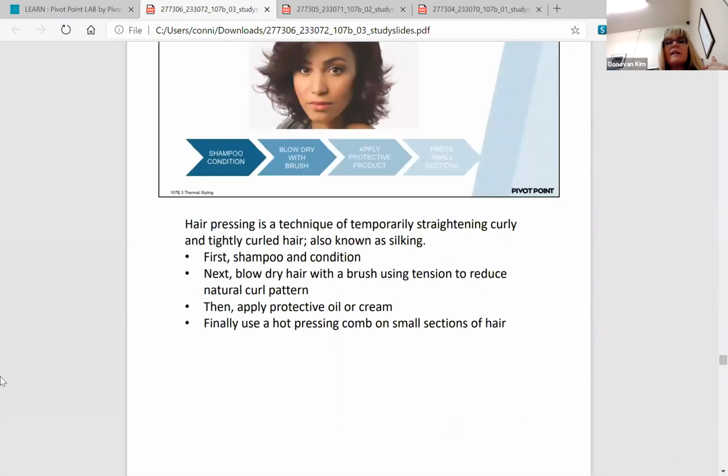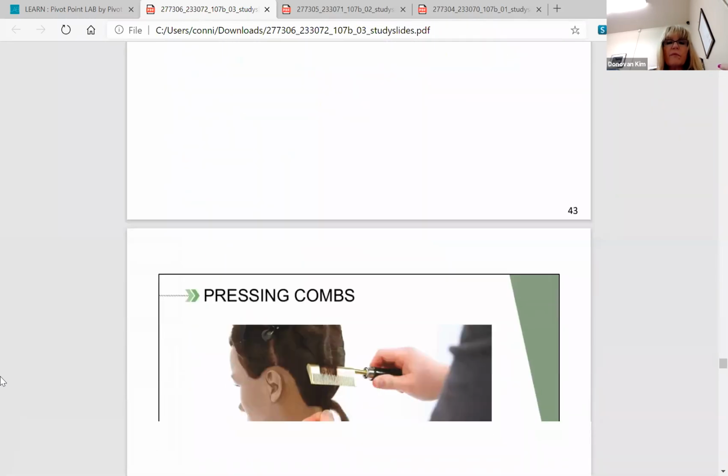Hair pressing is a technique of temporarily straightening curly hair and tightly haired curls known as silking. So again, if you're going to do this, you want to shampoo, condition, blow dry, apply your protective product, and then use small pieces to do your sectioning and your straightening.